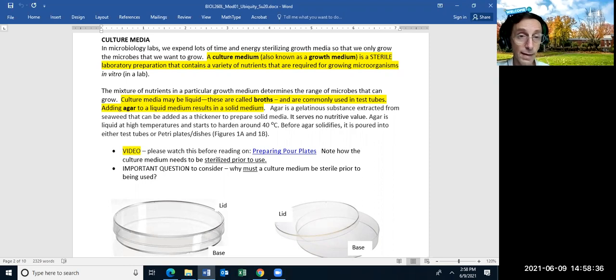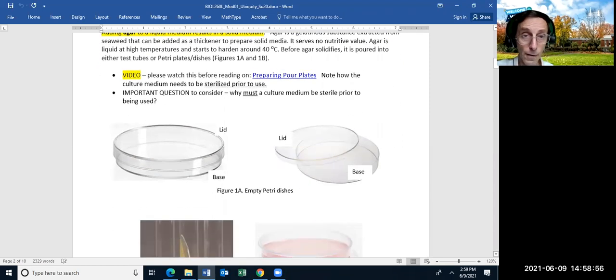Culture media may be liquid, and these are called broths, and are commonly used in test tubes. We also add agar to the liquid medium to result in a solid medium. And we can add other things, but agar is the number one thing we add to convert a liquid medium into a solid medium. All right, so there's a video you'll need to watch about preparing pour plates.